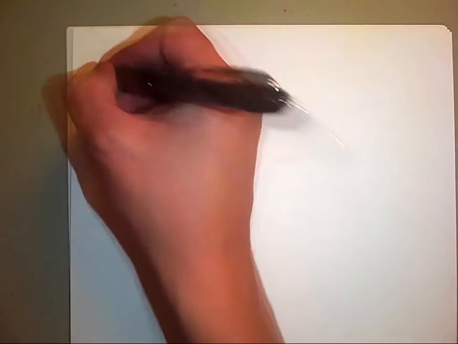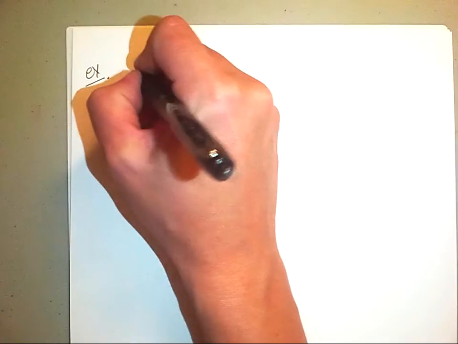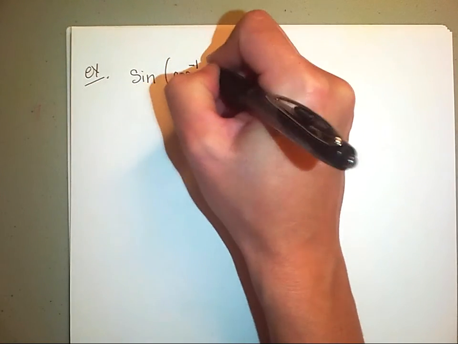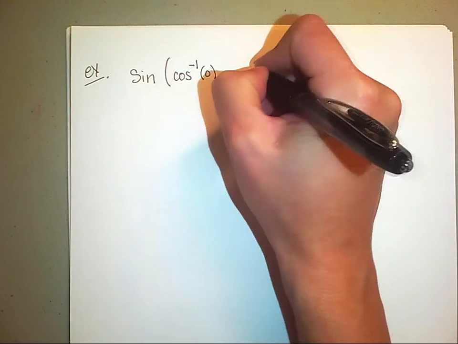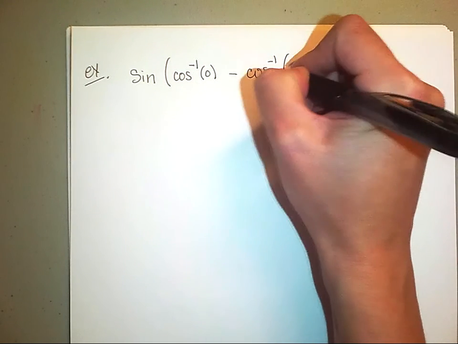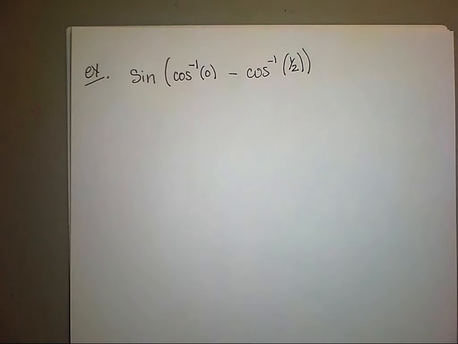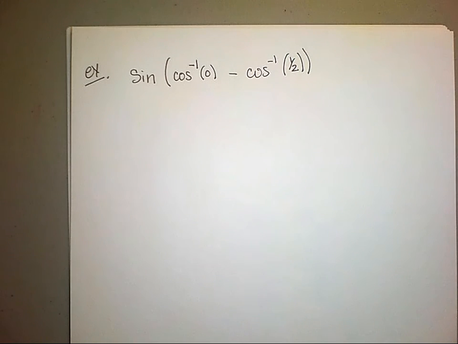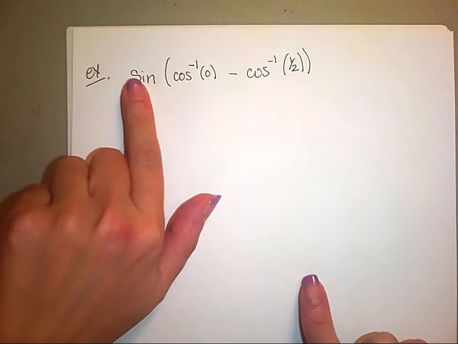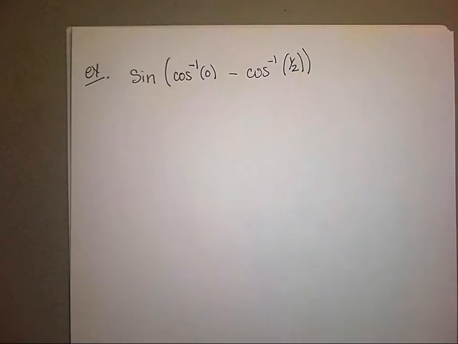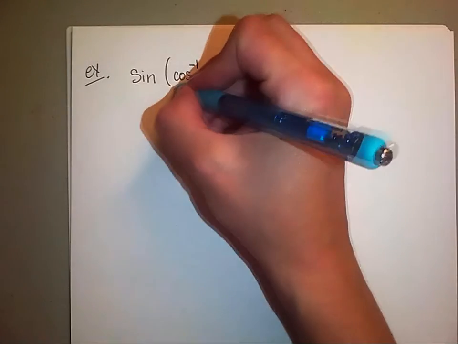We could also use this to simplify problems like so. If, for example, we had to take the sine of the inverse cosine of 0 minus the inverse cosine of 1/2. Well, we have to remember something. If I'm going to take the sine of anything, these had better be angles. And luckily they are.